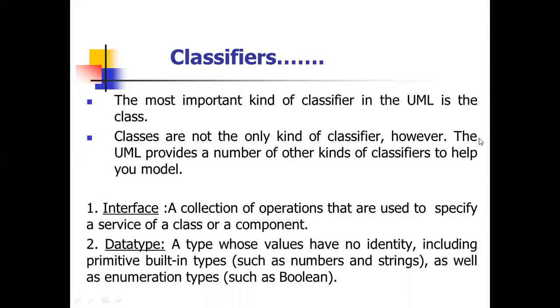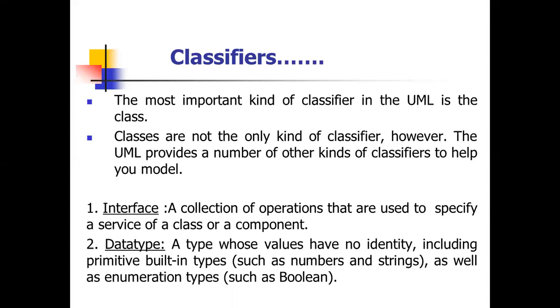Then what are classifiers? The most important kind of classifier in the UML is the class. Class is the most important classifier in UML. Classes are not the only kind of classifier. However, the UML provides a number of other kinds of classifier to help your model. In UML or in object-oriented system, there are several classifiers, but the important one is class.